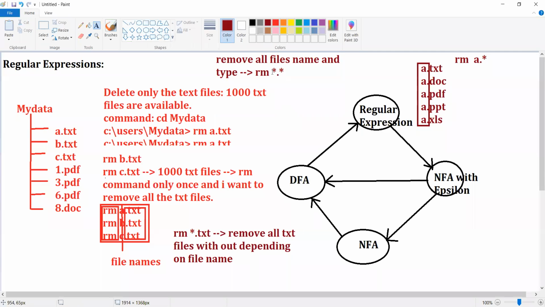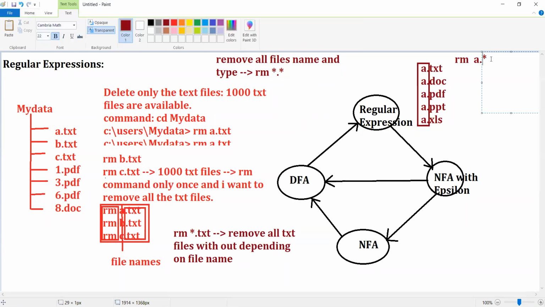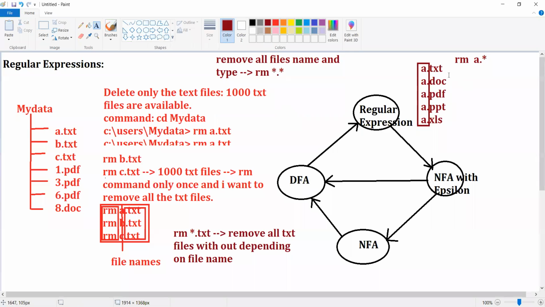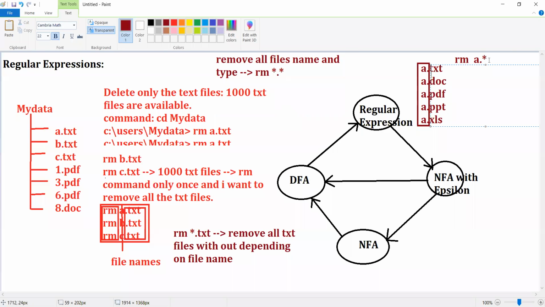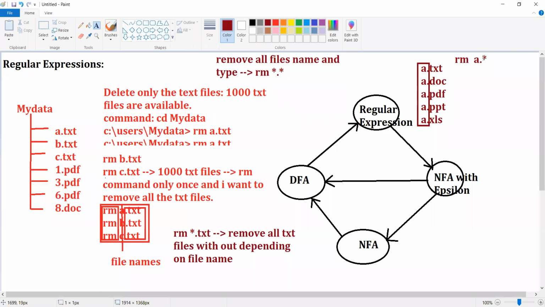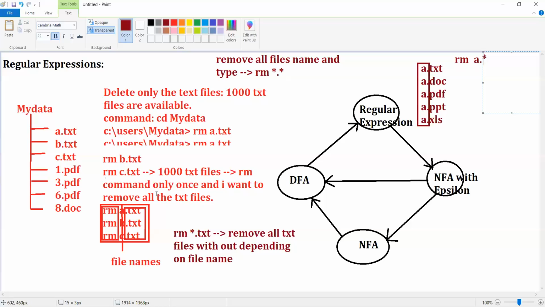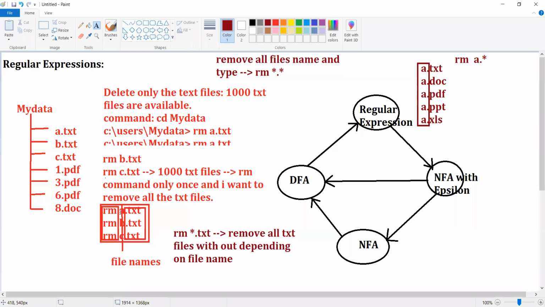Now, why are we using this wildcard character star? Please try to understand. It is not possible for us to individually represent TXT file, DOC file, PDF file, PPT file and XLS file. So in such cases we can represent it in the form of a star. In the same manner here also we are going to make use of a star.